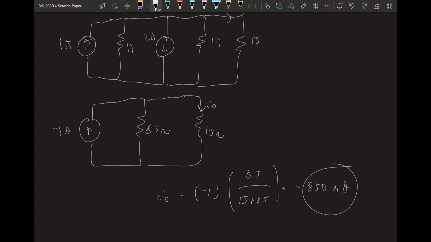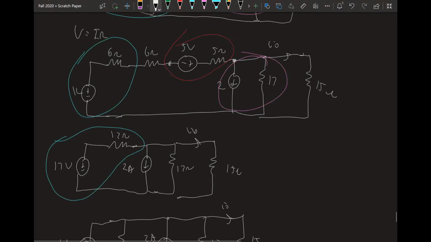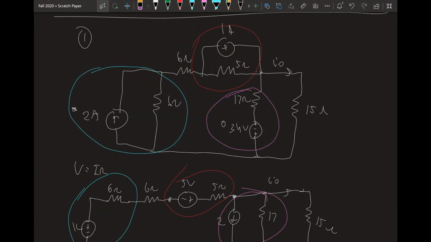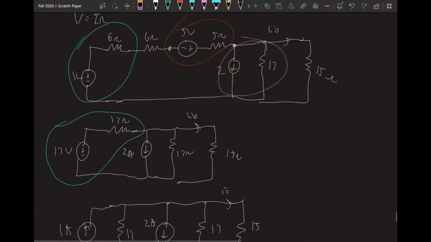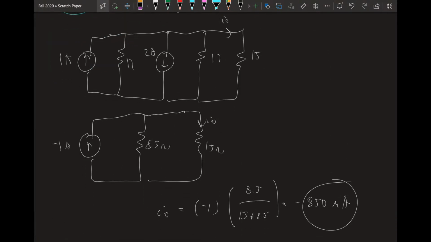So, as a summary, what we were able to do is reduce this whole circuit into just this, using source transformations and combining in series and parallel, which is the whole point of source transformations, to make your life easier in the long run.